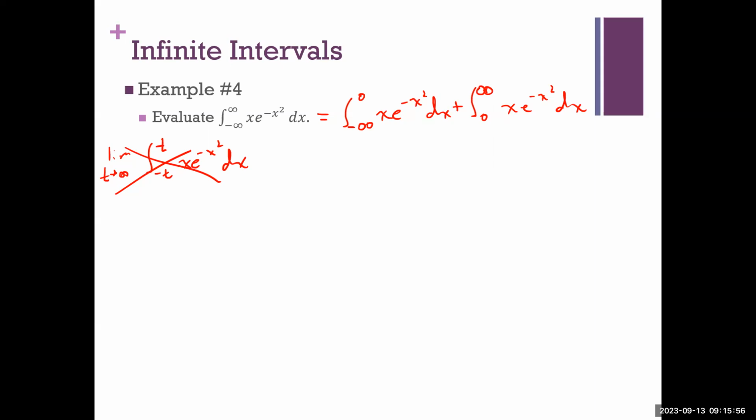And now I'm letting one bound of these integrals be fixed and real, and I'm letting the other bound of this integral be the thing I have to deal with. I just have to use a limit to deal with it. So let's do one at a time. The limit as t goes to infinity or negative infinity of the integral from t to 0 of x e to the negative x squared dx.